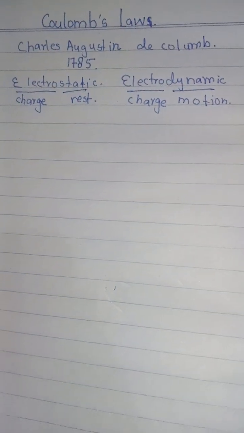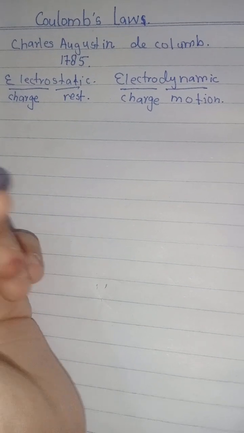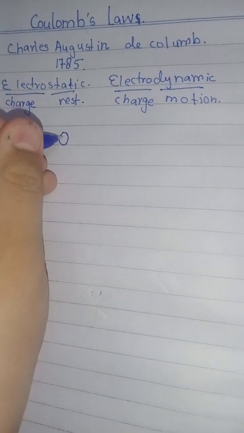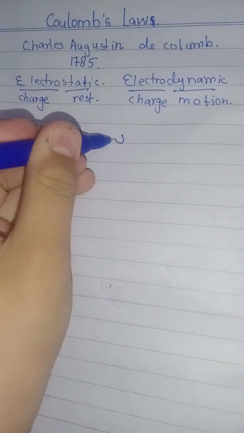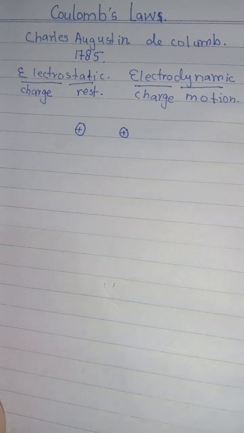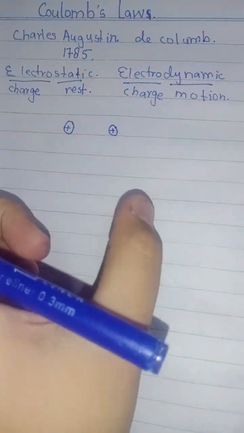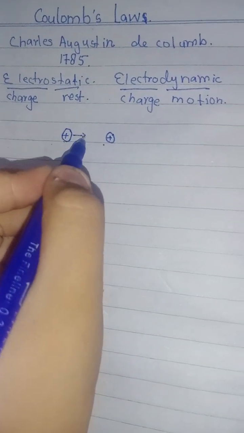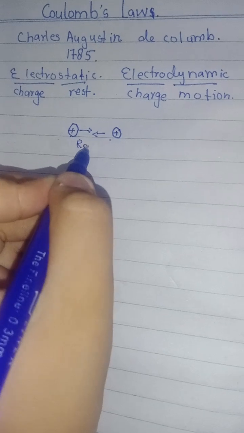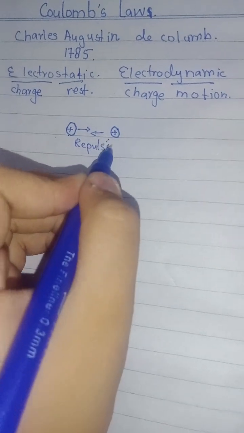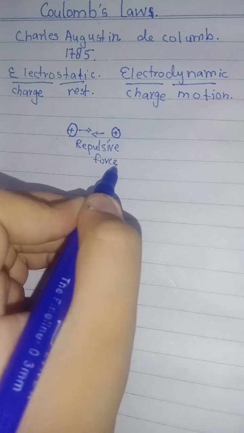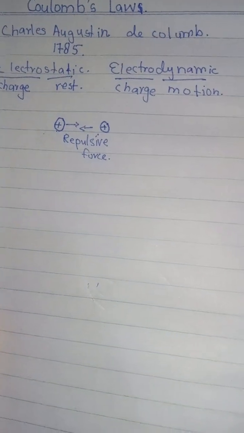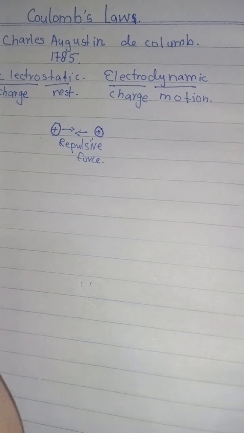Now let me tell you the concept of attractive and repulsive force. As you can see here, we have two charges. This is positive and this is also positive. As we all know, the same charges always repel each other. So these both are positive, same charges, so there will be a repulsive force. Repulsive force means they will repel each other.